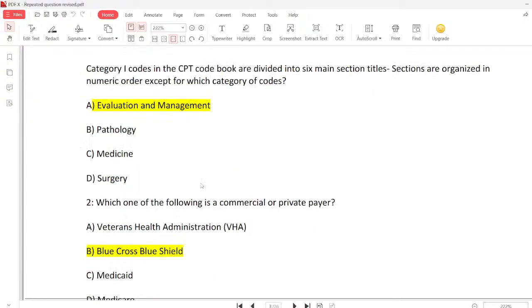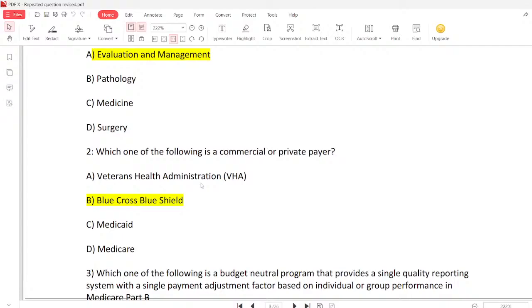Just note it down. And next one, which one of the following is a commercial or private payer? Private payer means Blue Cross Blue Shield is the commercial or private payer. It's related to HIPAA, so note it down.